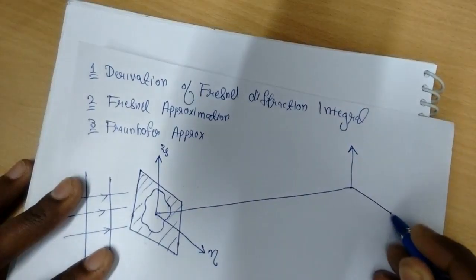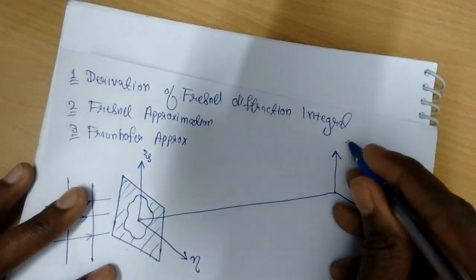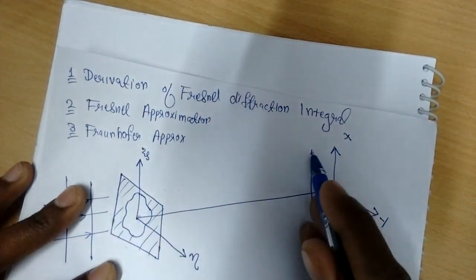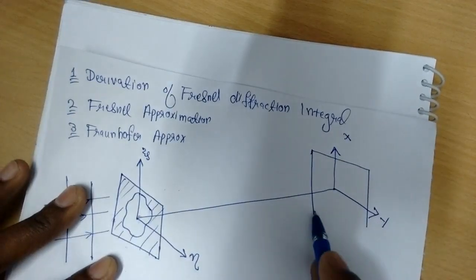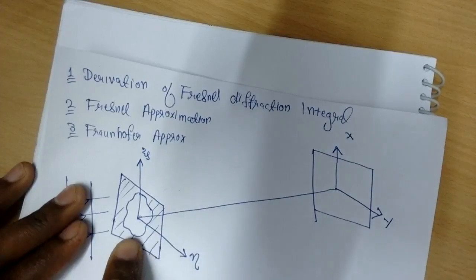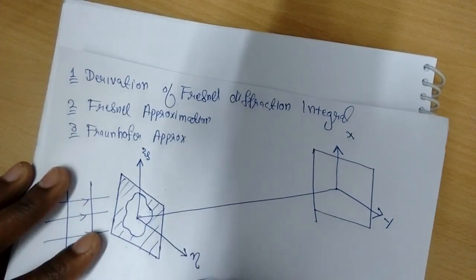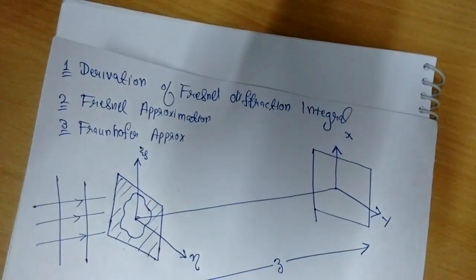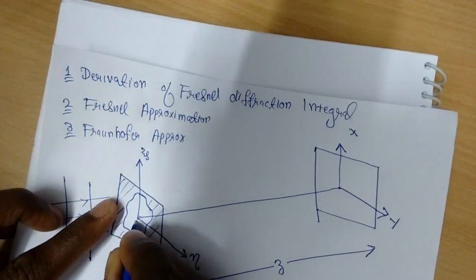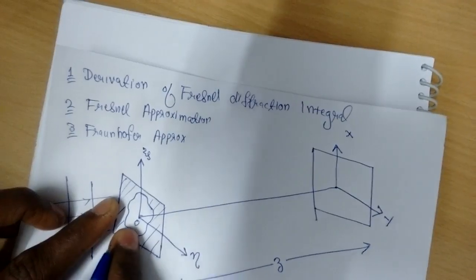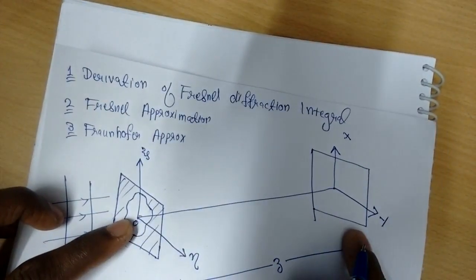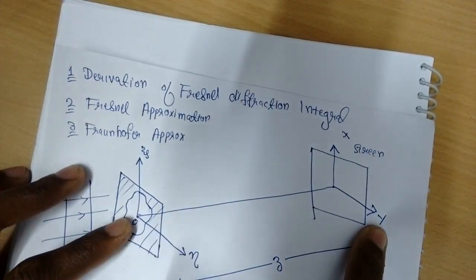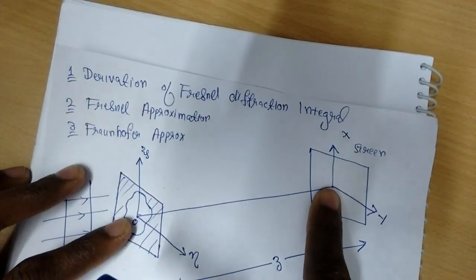So at a certain distance z from the input aperture, the zeta and eta plane, which is having a coordinate system x and y, you just consider another plane. Well, this plane will be the screen, for example the diffraction will be observed on the screen. So let us suppose that the distance between the aperture and the screen is z. So that means the origin of coordinate system is here, it is zeta eta plane, the z is 0 here, and at a distance of z you are placing screen. We'll call this as an xy plane where you are going to observe diffraction.